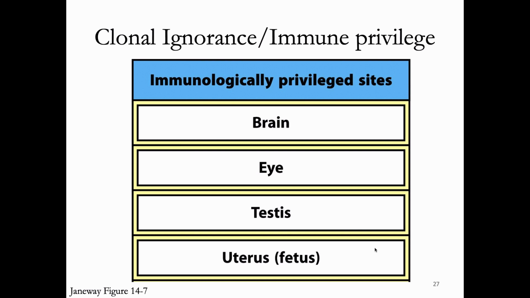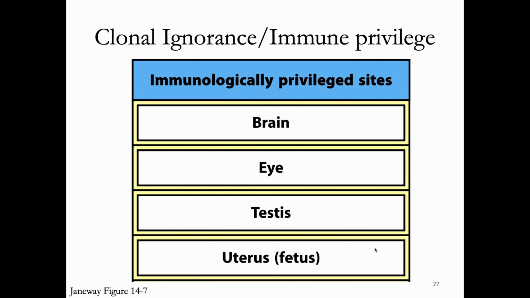This one is called either Clonal Ignorance, because we want to make it sound similar to the other ones and have clonal in the name, or often it's called immune privilege. And so the anatomic locations that are really important here are known as the immune privileged sites. And these are the most famous of the immune privileged sites.